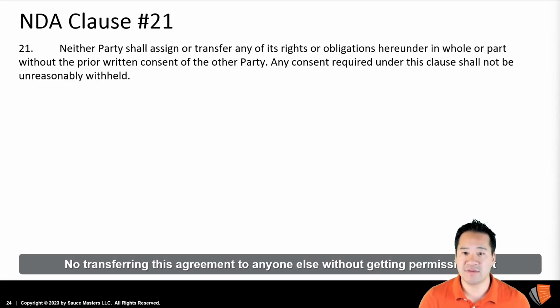Clause number 21 means you can't transfer the agreement to somebody else, so both parties in this agreement can't give their rights or responsibilities to somebody else without asking the other party first and getting their permission. So if you want to do that, this clause also says you can't say no without a good reason. That's the shall not be unreasonably withheld part. So you got to be fair about it.